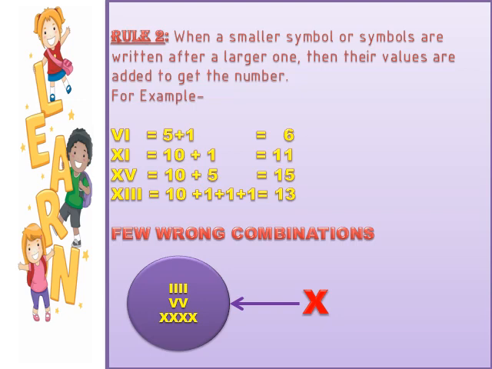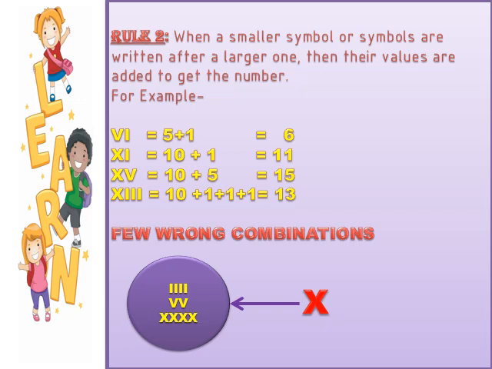Similarly, XI. Here X is 10, I is 1. And we have to add the value of I to the value of X, because I is written after X. So X means 10 plus I means 1. 10 plus 1, 11. Similarly, XV. X is 10, V is 5. So XV is equal to 10 plus 5, 15.